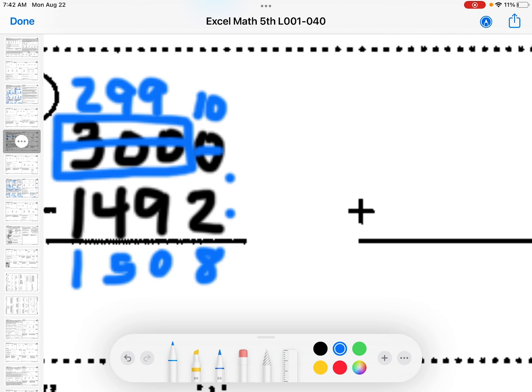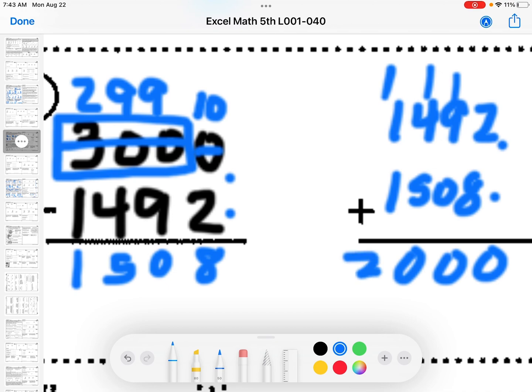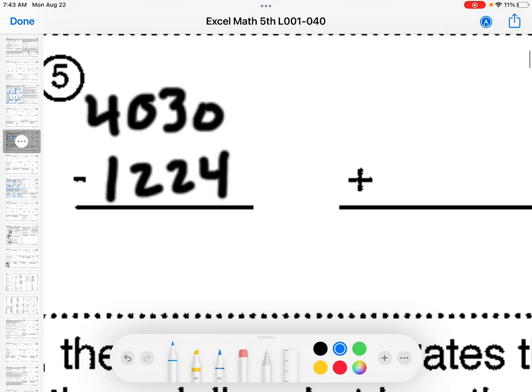And then over here, we're going to do 1492, the year that Columbus sailed the ocean blue, plus 1508. Add those together. 2 plus 8 is 10. 1 plus 9 is 10. 5 plus 4 is 9 plus 1 is 10. And 3. Notice that it matches up. All right, pause the video. Copy this problem. Do both of these.